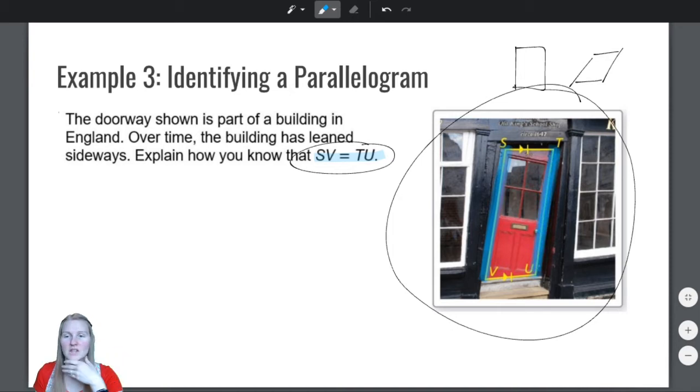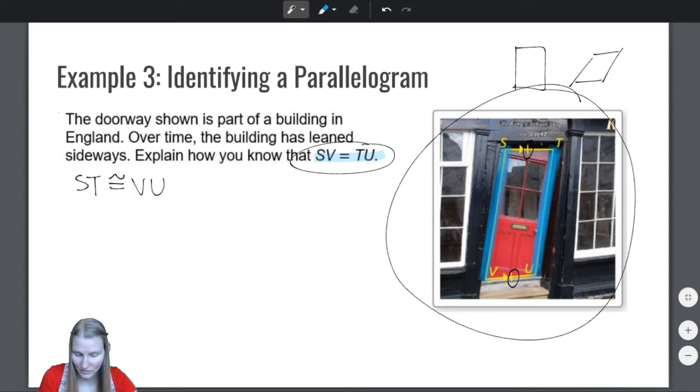So how do we know that these sides of the door, the left and the right side of the door, are congruent or equal? How do we know that? Well, what are these markings? I see this yellow upright line tells us that ST is congruent to VU.